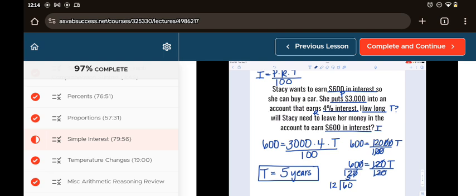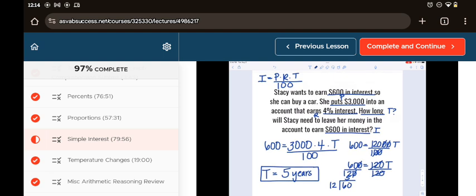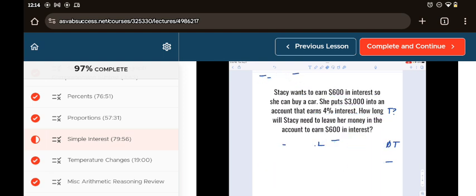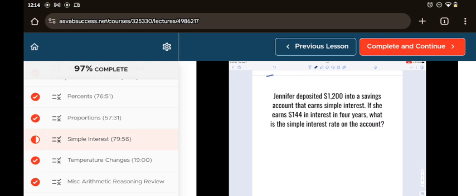Okay? I hope you got that. If you didn't, that's okay. You can rewatch this example. Remember, it looks a little bit different because instead of missing interest, now we're missing time. Okay? All right. If you're ready, let's move on to another question. So here's our next question. I'm going to rewrite our equation up here so we don't forget it. PRT over 100. Okay, so it says, Jennifer deposited $1,200 into a savings account that earns simple interest.